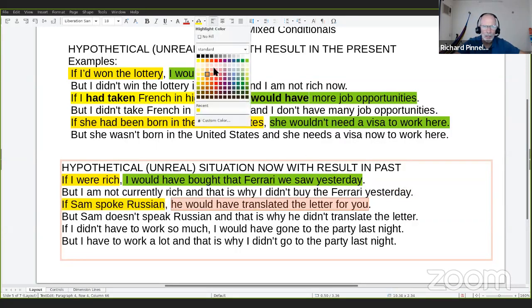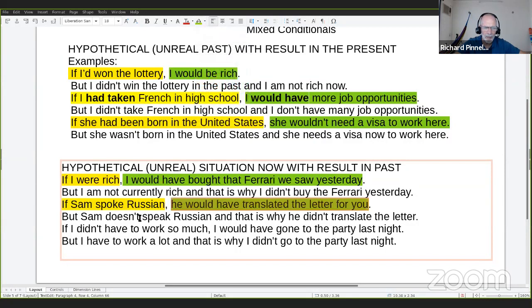What other more examples of these? Not very common, these ones. Here underneath I got an explanation. Sam doesn't speak Russian, and that's why he didn't translate the letter. And the last example, hypothetical situation.